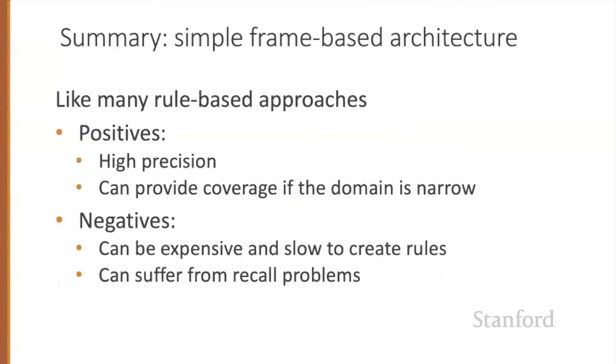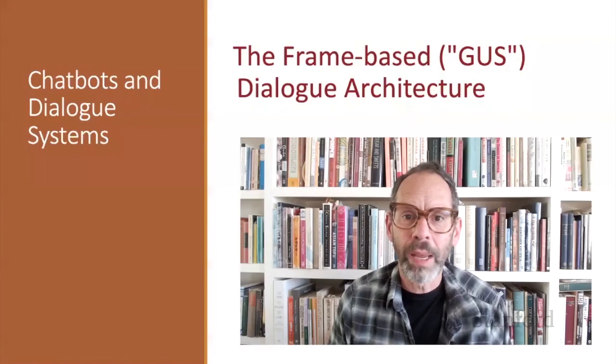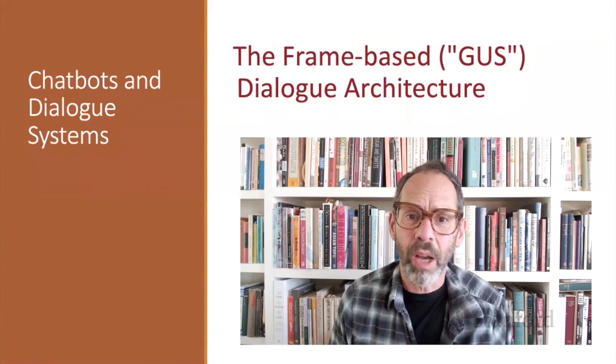The rule-based GUS approach is very common in industrial applications. And as is true with the rule-based approach to information extraction, it has the advantage of high precision, and if the domain is narrow enough and experts are available, can provide sufficient coverage as well. On the other hand, the handwritten rules or grammars can be both expensive and slow to train, and handwritten rules can suffer from recall problems. So modern systems tend to replace many of the components with machine learning, as we'll see in the next lecture. The frame-based or GUS architecture lies at the heart of most modern task-based dialogue systems.